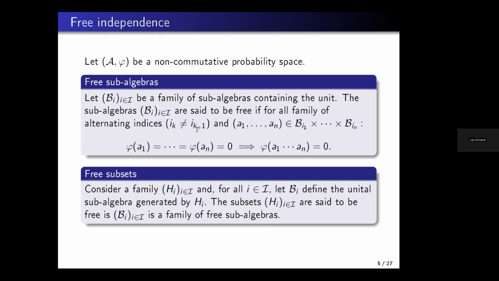Just observe that I don't ask all the indices to be different. It's just the index i_k which should be different from i_{k+1}. i_1 can be equal to i_3 if we want. So now that we defined subalgebras that are free, we can define sets that are free just by asking that the generated unital subalgebras are also free.